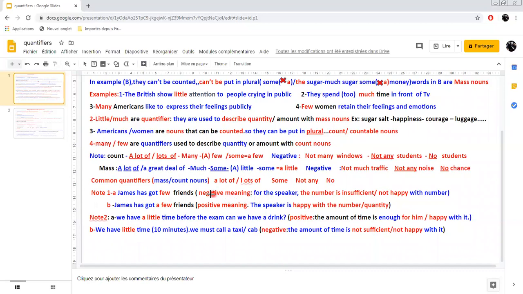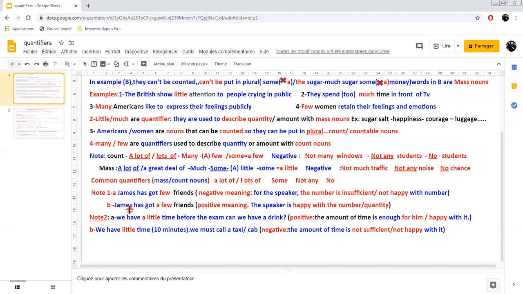For the speaker, the number of friends here is not enough, is insufficient. The person who says this is not happy with the number. It is not enough for him. I'll give you an example. James has got a nice car, he has got a nice job, and he is not a very kind person, but he has just 3 friends.